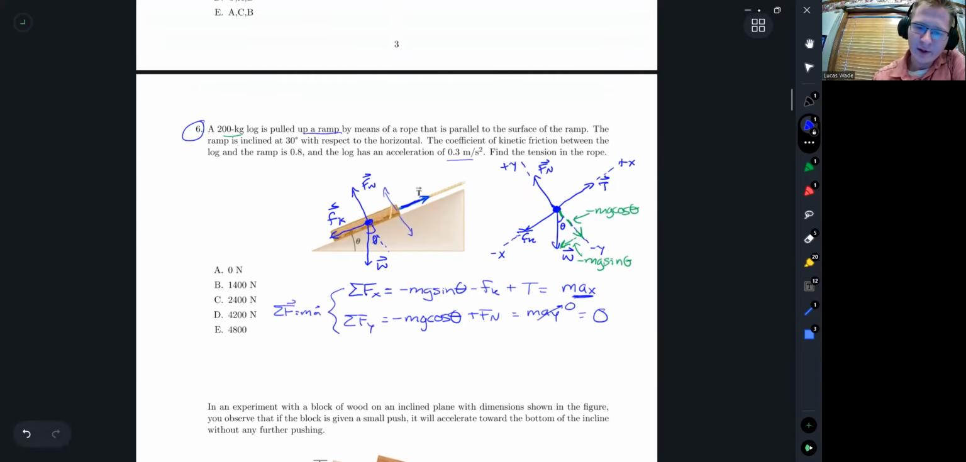Okay, now let's see what it is we're actually trying to solve for. So we want to find the tension in the rope. So we probably want to get tension on its own first and see what we can do from there. Tension is m a_x plus that force of kinetic friction plus mg sine theta.